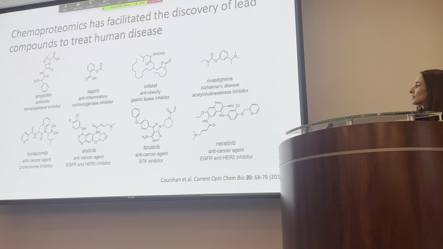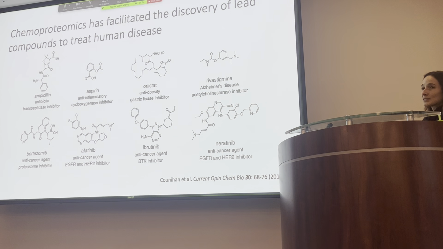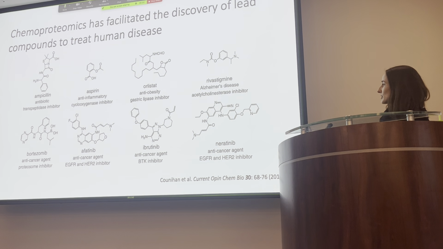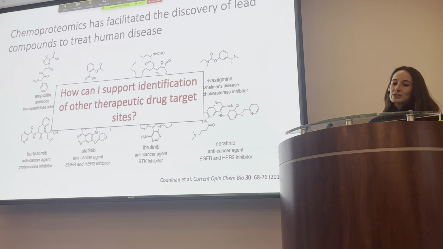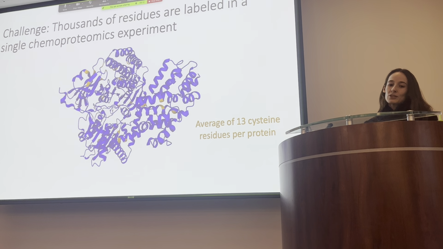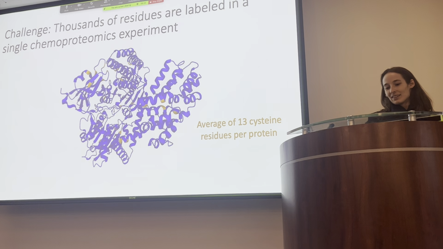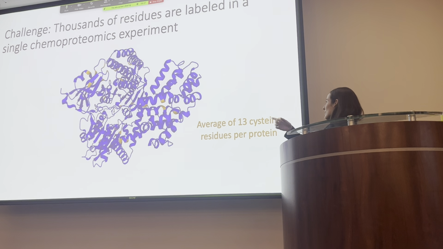Chemoproteomics is a really important technology and platform that's facilitated the discovery of lead compounds to treat human diseases. And here are some examples of blockbuster cancer drugs. Really the question of my project is: how can I support the identification of other therapeutic drug target sites? The challenge with working with chemoproteomics data and these probes that can selectively label a specific type of amino acid is that there's thousands of residues detected in a single experiment. Given this protein you see here, the yellow shows sites of cysteine residues, and on average there's about 13 cysteines per protein.